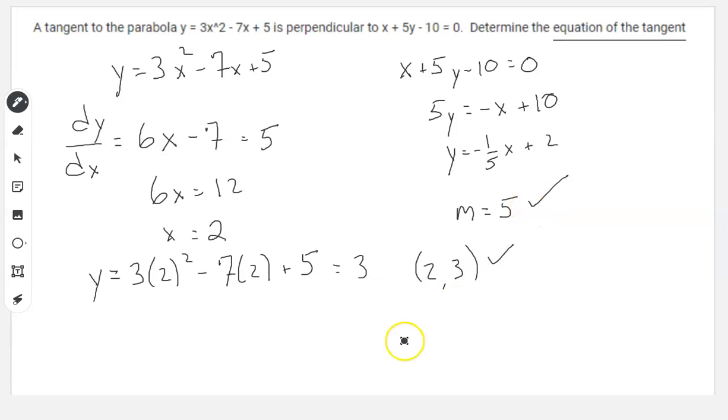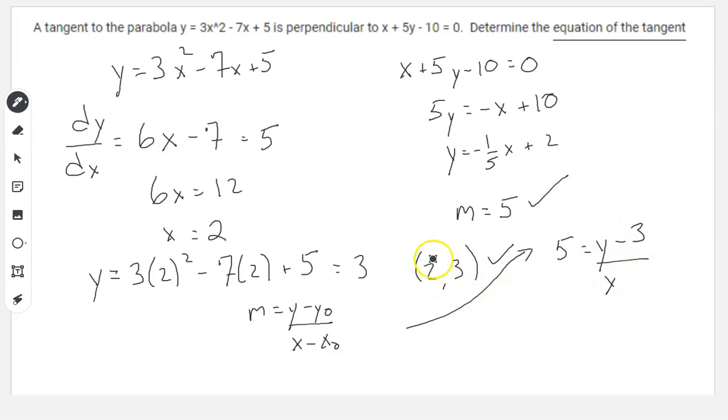Now that we have a coordinate and a slope, we can use our slope equation, which is just m equals y minus y naught over x minus x naught. And I'm just going to do this up over here. So the slope is 5 equals y minus our y coordinate 3 over x minus our x coordinate 2. And then we can rearrange that, put it in standard form or slope-intercept form, whichever you want. Slope-intercept form would be 5x minus 7.